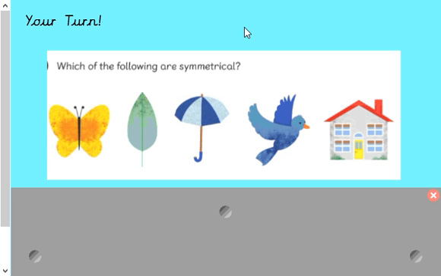Okay, now it's your turn. Now we've got some pictures on the screen here, ranging from a butterfly all the way along to a house here. And what I want you to do is to tell me, which of these shapes, or pictures, do you think have a line of symmetry? Which of these do you think has a line of symmetry? Okay. Press pause while you're just having a look at it and deciding, and press play when you're ready to hear me talk about it. Press pause now.